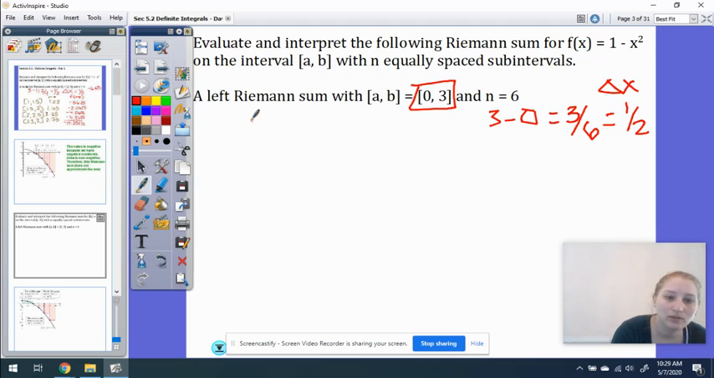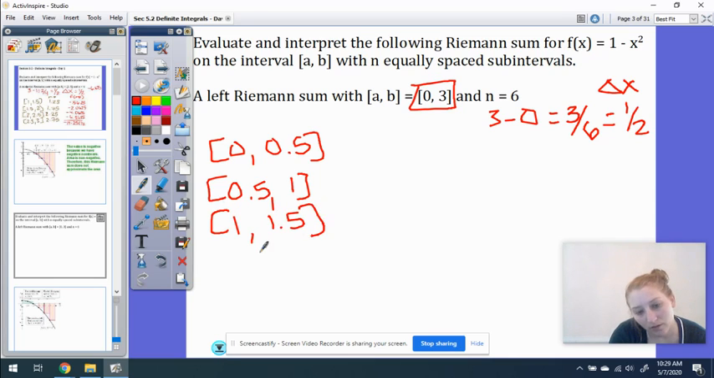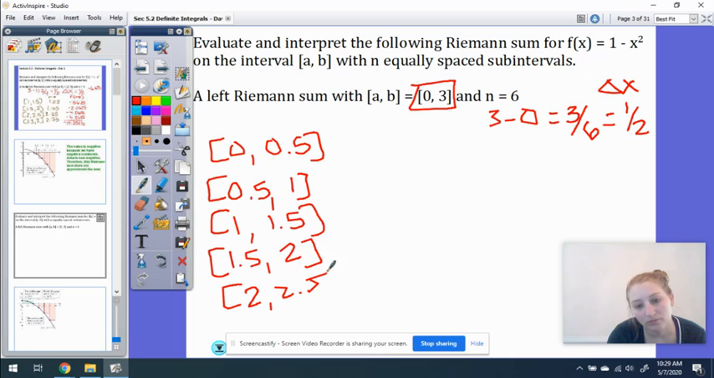Okay, so let's write these down. We have 0 to 0.5, 0.5 to 1, 1 to 1.5, 1.5 to 2, 2 to 2.5, and 2.5 to 3.